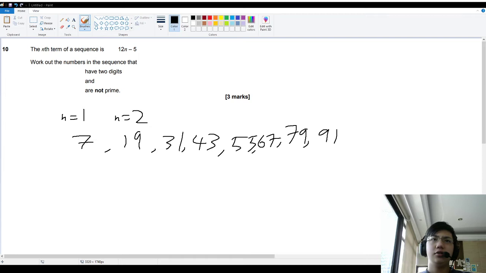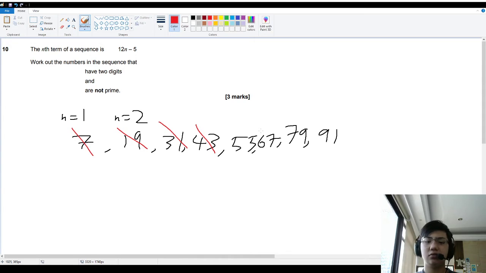Using this, we need to find which numbers have 2 digits. So first of all, we could cross out 7 since it's a 1-digit number. But next we need to find the prime numbers, which is not as easy as you think. So first of all, 19 is a prime number. 31 is also a prime number. 43 is a prime number as well. But 55, as it ends in 5, is not a prime number. Therefore, we can continue.